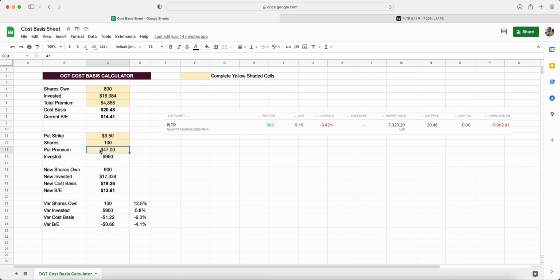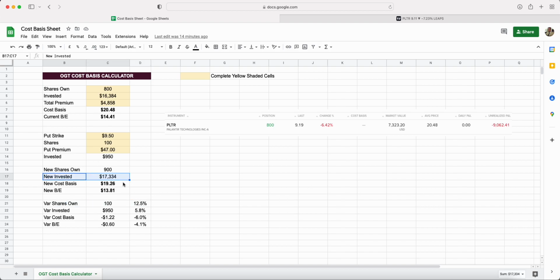And then it's very important that you add in the premium that you received or are thinking of getting for placing this trade. So before I place this trade, I put these numbers in, and what that does is it then spits out what your new situation would be. So you can see now that I would have 900 shares, 800 plus the 100, and this is showing here that I will have an extra 100 shares or 12.5% increase.